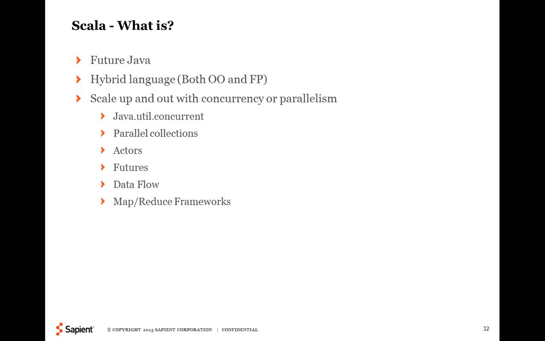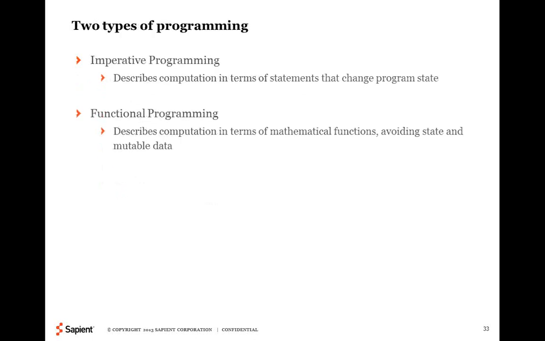Scale up and scale out with concurrency or parallelism. It has all these things like Java util.concurrent that you can use, parallel collections, the actor model implementation, data flow, and MapReduce frameworks. All these things come by default with Scala, so you can utilize them to write better concurrent and parallel programs.